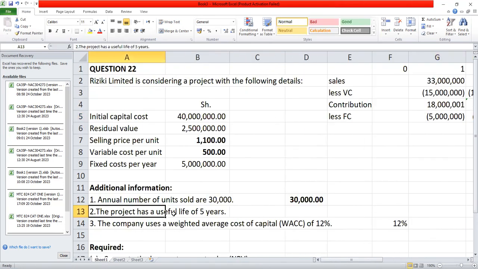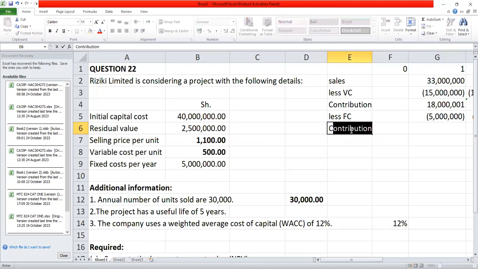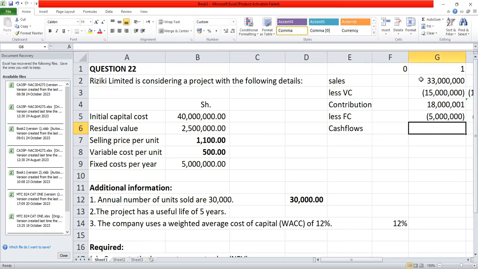Now from this fixed cost, this could have been profit before depreciation and tax, but we don't have depreciation, we don't have tax. Now we just go directly to cash flows. This will now come to cash flows. It forms our basis of cash flows, because we don't have the depreciation, we don't have tax.